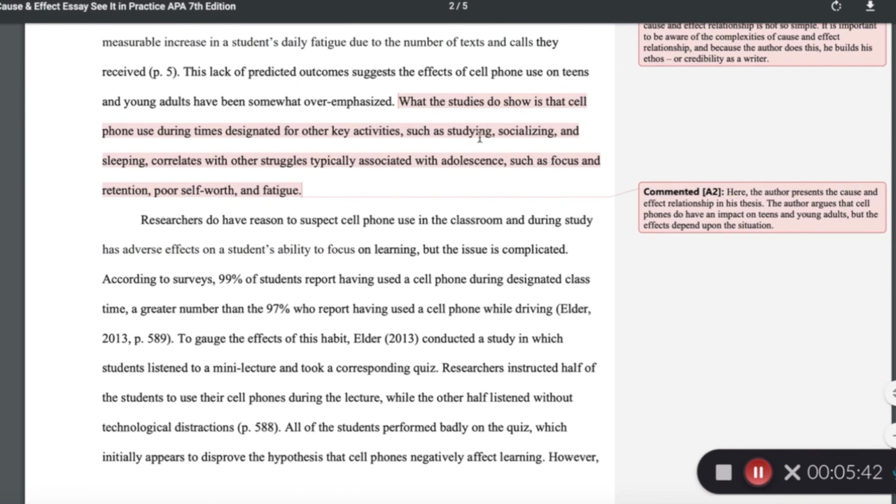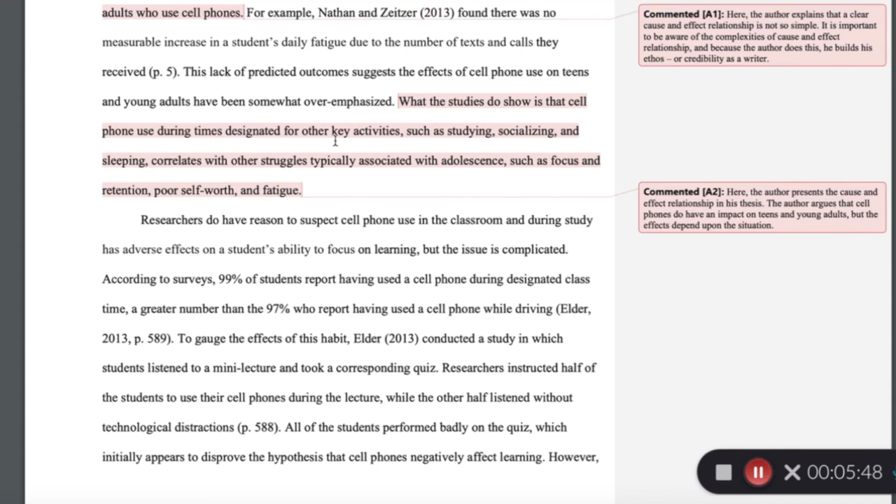So now the author decides to focus on their thesis statement here, specifically talking about the times when students are doing other activities such as studying, socializing, and sleeping. And when these things are being done, right? So this is the event. The event is when students are studying, socializing, and sleeping, and they use their cell phones. Then they have a time when they have difficulty focusing, retention, which means memorizing the information, holding it in their brains, right? Poor self-worth, and fatigue.